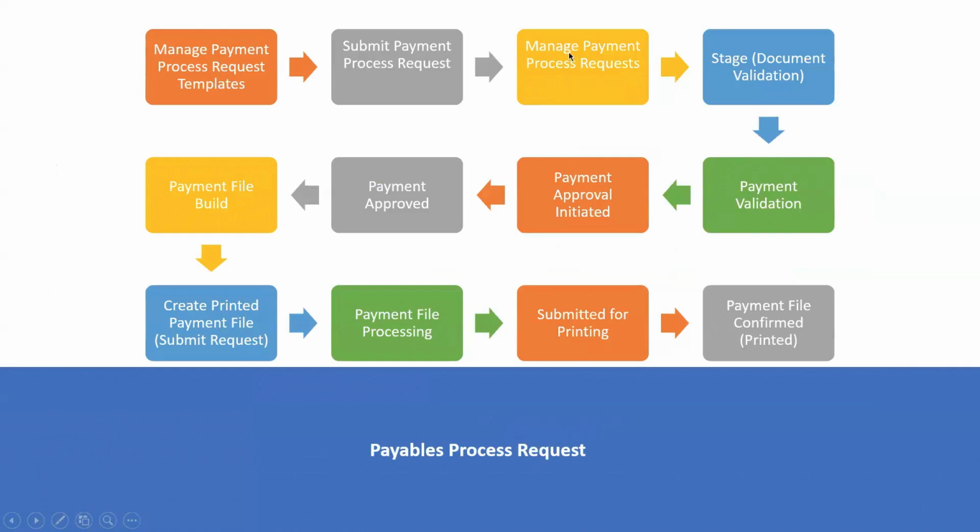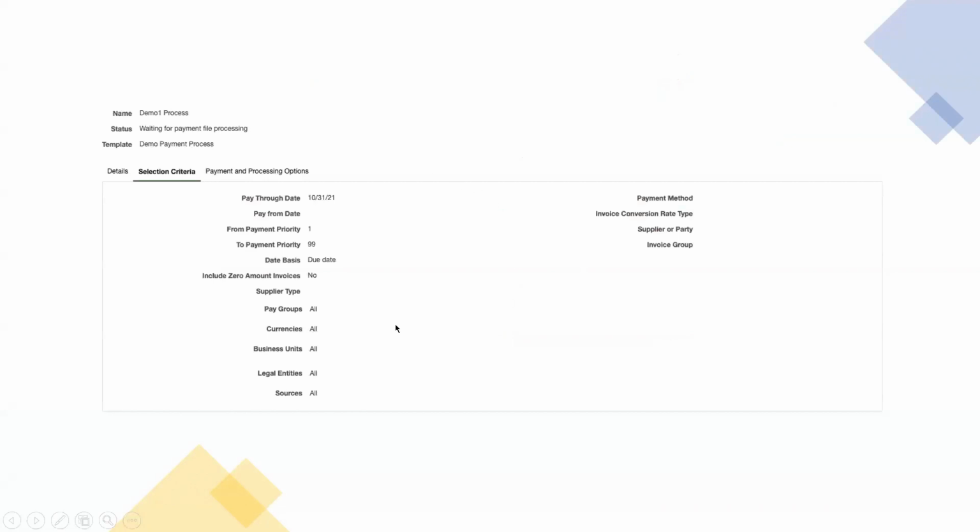Based on that, the system is going to process and it starts with document validation. Then it has payment validation. It goes for approval initiated, which is done internally. Once the payment is approved, the payment file is built, then the system is going to create a payment file which is going to be printed. Then payment file processing happens, submitted for printing, then payment file confirmed. We have to follow the same order as mentioned, and these are the different stages when we do the payment process request. There are screenshots of this as well. You can review it. So let's start defining this in the system.